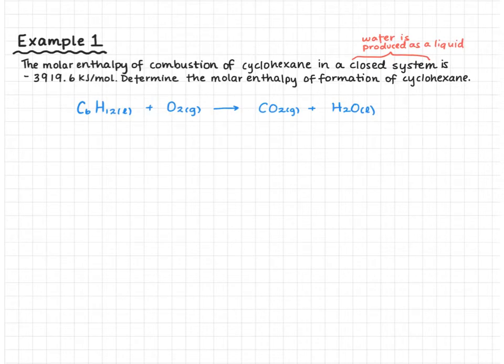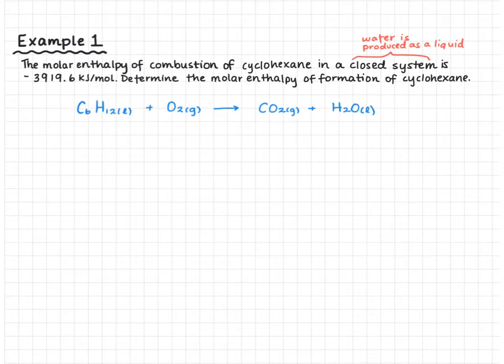We're now going to balance this reaction. Since we have the molar enthalpy of combustion for 1 mole of cyclohexane, I'm going to leave the coefficient in front of cyclohexane as a 1. This means I might have to use some fractions in front of oxygen.